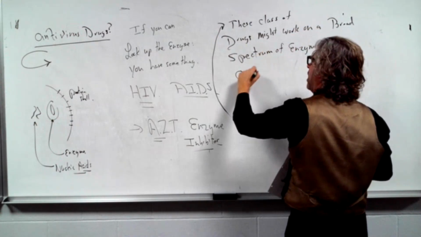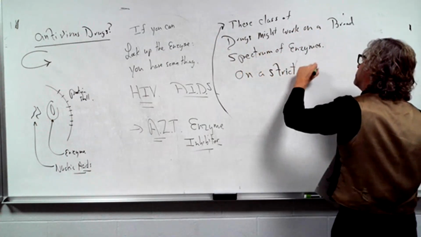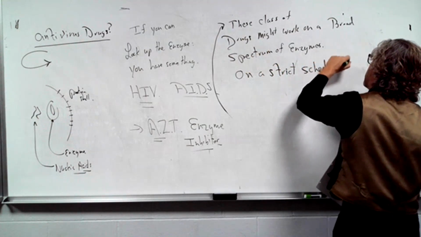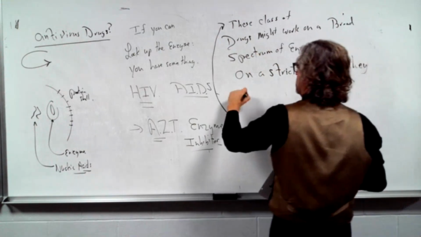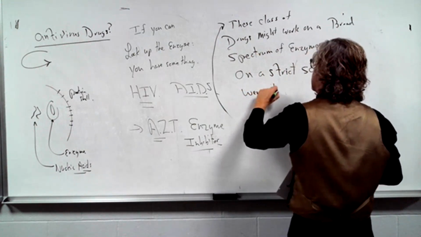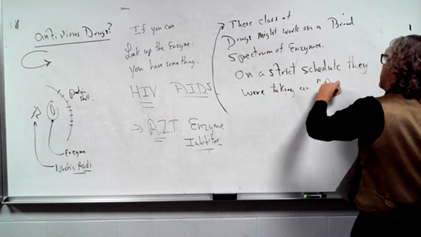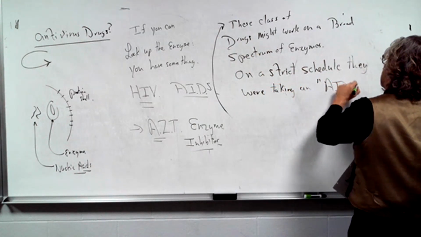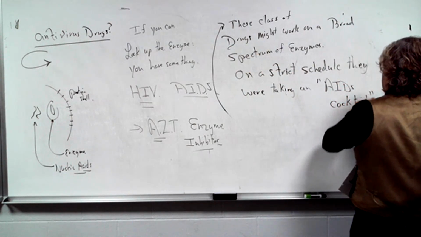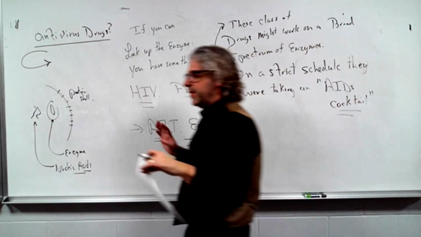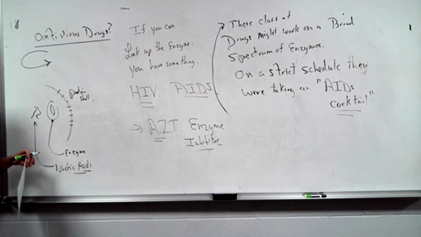So, on a strict schedule, people who had HIV were taking, and they called it the AIDS cocktail. They would take a handful of enzyme inhibitor pills of different types sometimes, but it depends on different things.